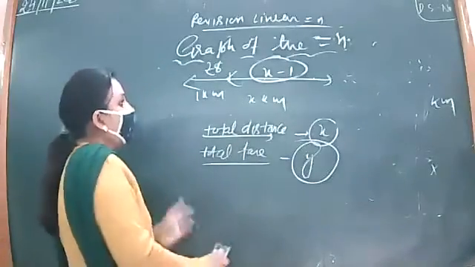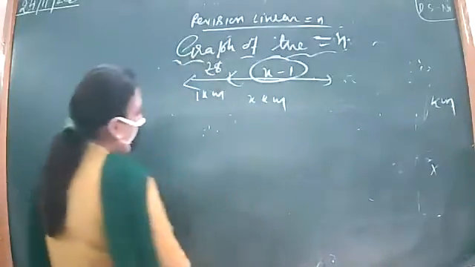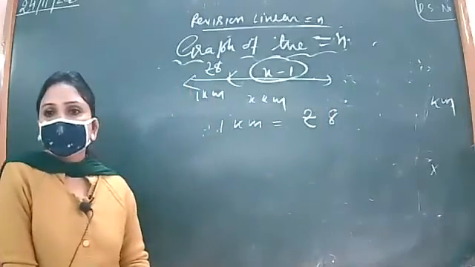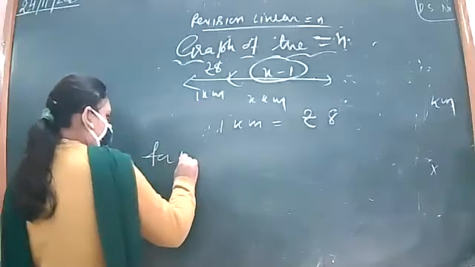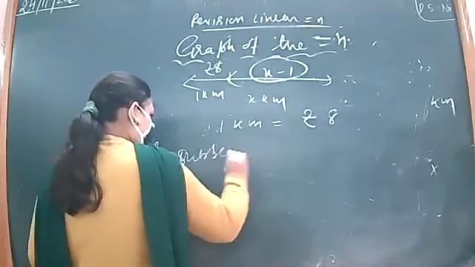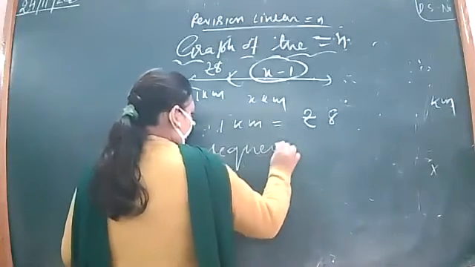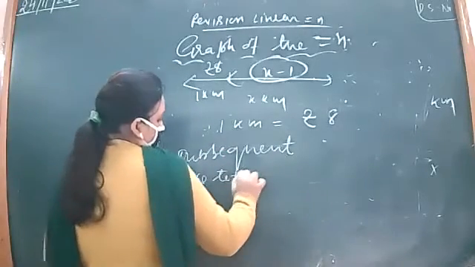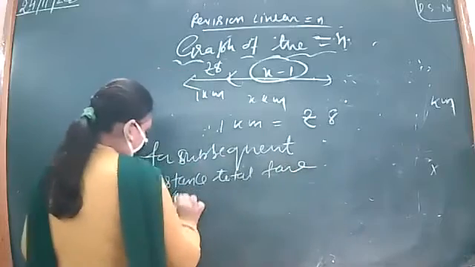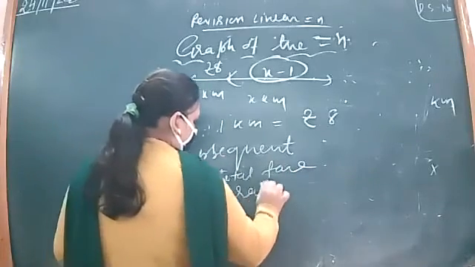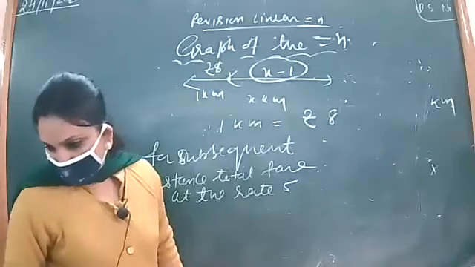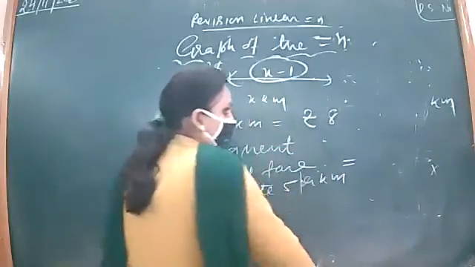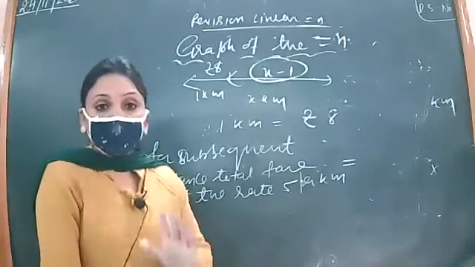Right? Chale, let us talk about fare. For first kilometer, the fare is rupees 8. For subsequent distance, total fare at the rate of 5 per kilometer. जो बचा हुआ डिस्टेंस है, for that he says that I will take 5 per kilometer.